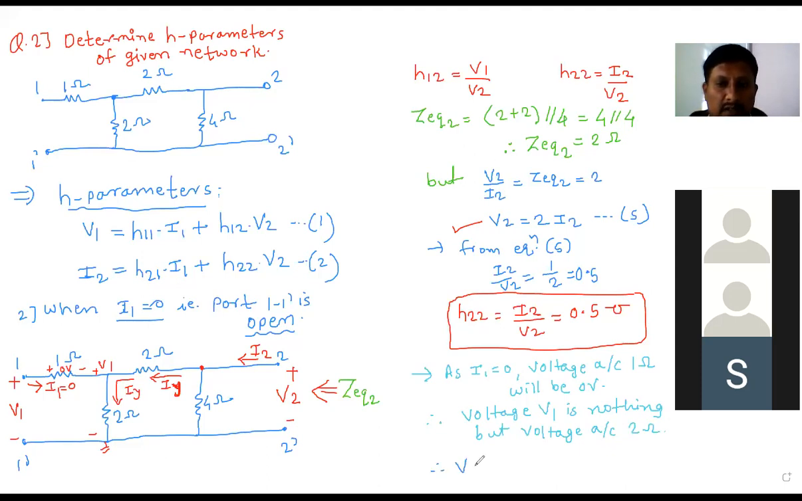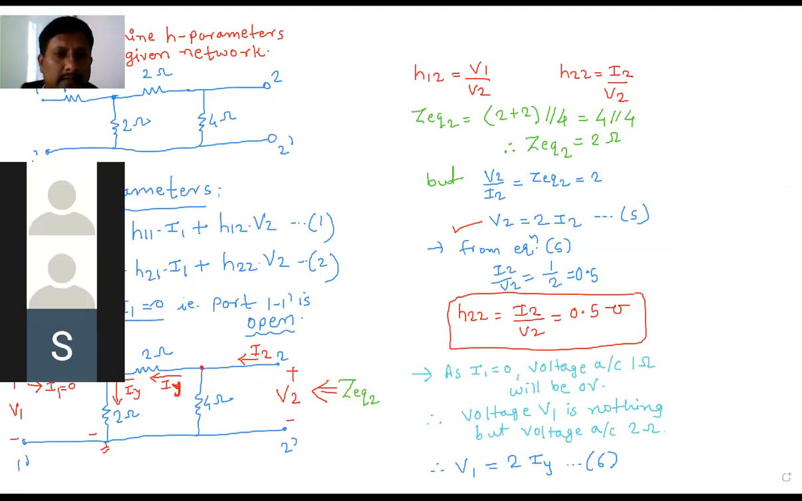Okay, so you can find this voltage now. V1 is equal to 2 into I2. V1 is equal to resistance 2 value and actually Iy, not I2. 2 into Iy. Okay, so this equation I will take as equation number 6. So how to find Iy? We know only I2. Iy is not known. By current division. Yes, so we have to find Iy by using current division.